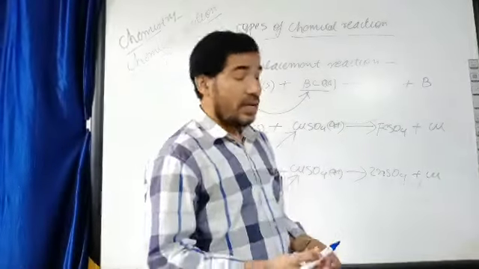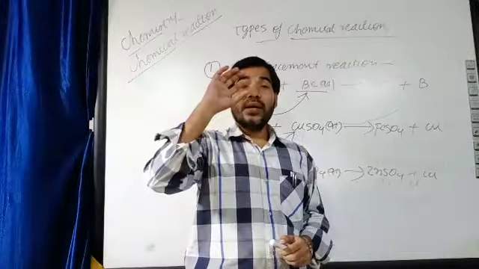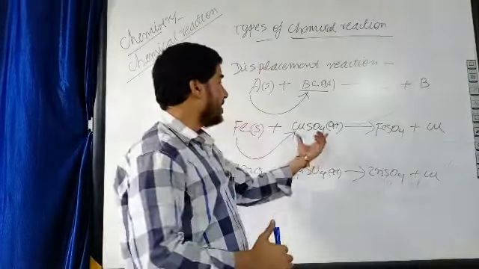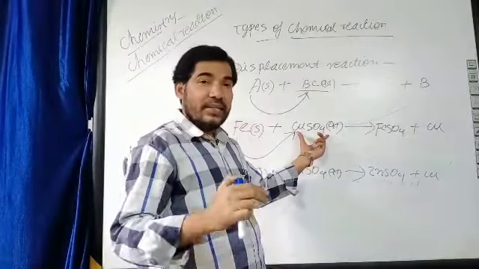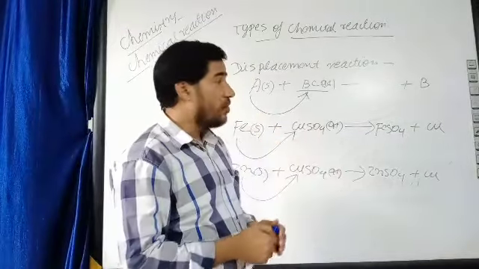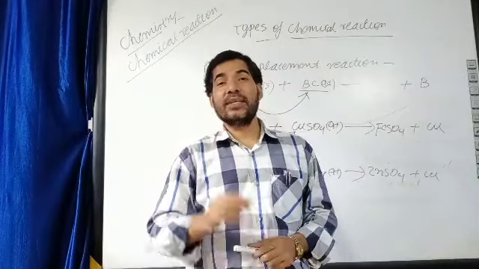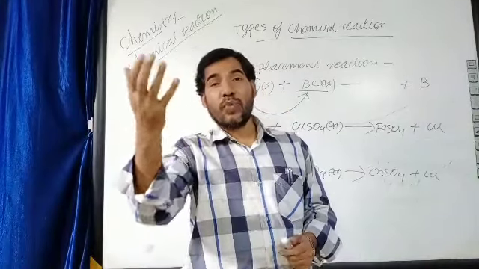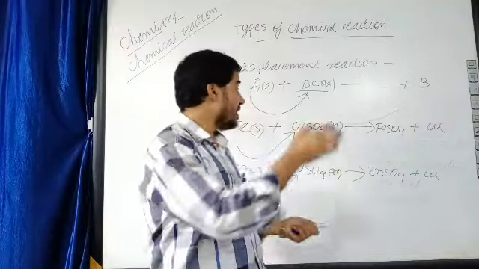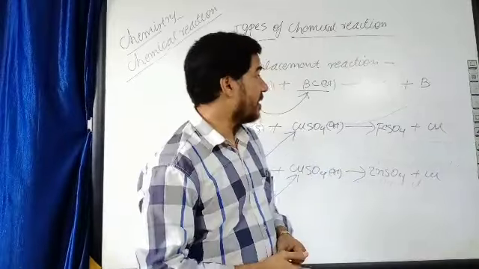So we are seeing here, in displacement reaction, an atom or a group of atoms present in a compound is displaced by another atom. So how will you define displacement reaction? Those chemical reactions in which an atom or a group of atoms displaces the atom or group of atoms present in another compound are called displacement reaction.